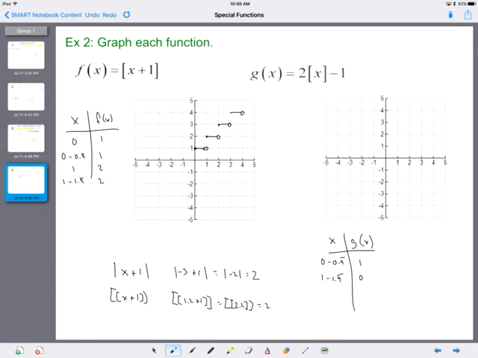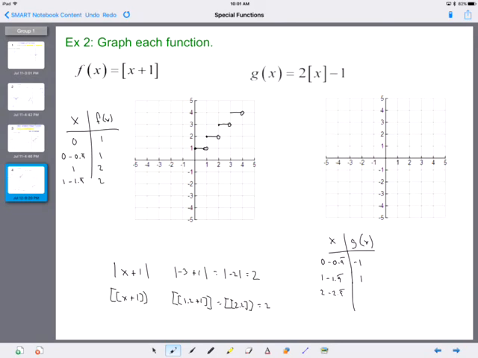I think I did that wrong. Oh, this one should have been -1. Sorry, I got all messed up there. So when I plugged in 0, 2 times 0 is 0, 0 minus 1 is -1. When I plugged in 1 to 1.9, that's 2 times 1, which is 2. 2 minus 1 is 1. Sorry about that. And then anything from 2 to 2.9 repeating would be 2.